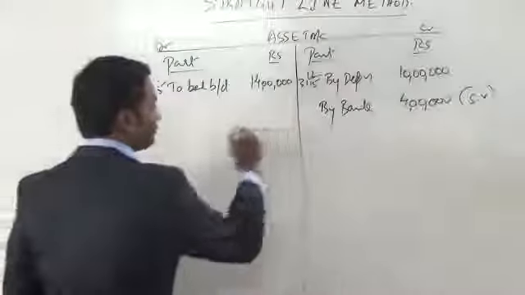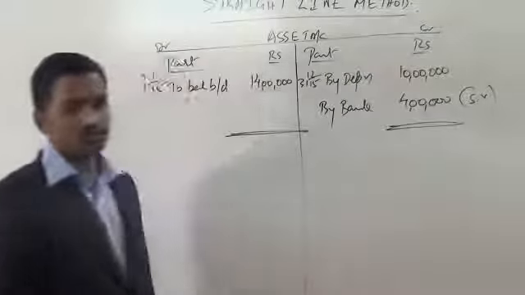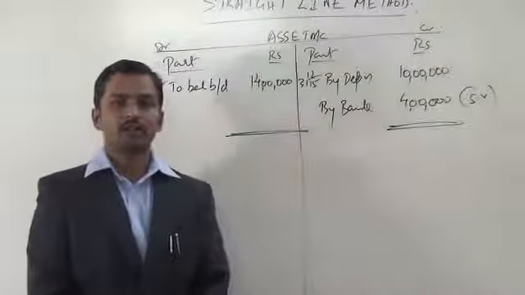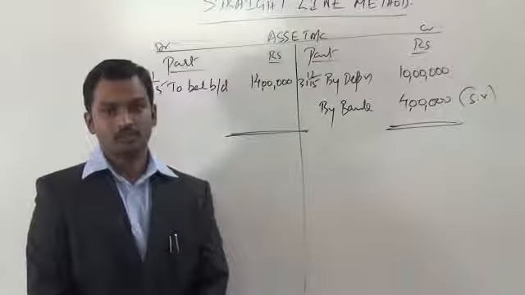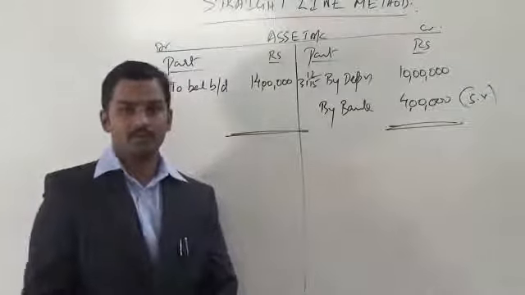If you observe, the account will come to a close. The account tallies. The account balance has become 0. This is called the straight line method of depreciation.